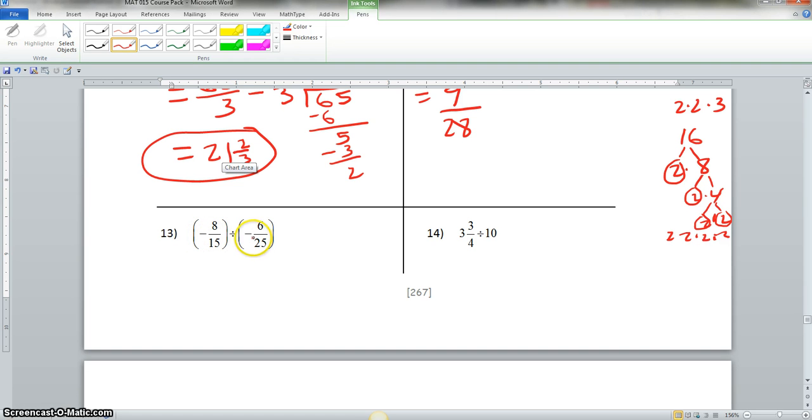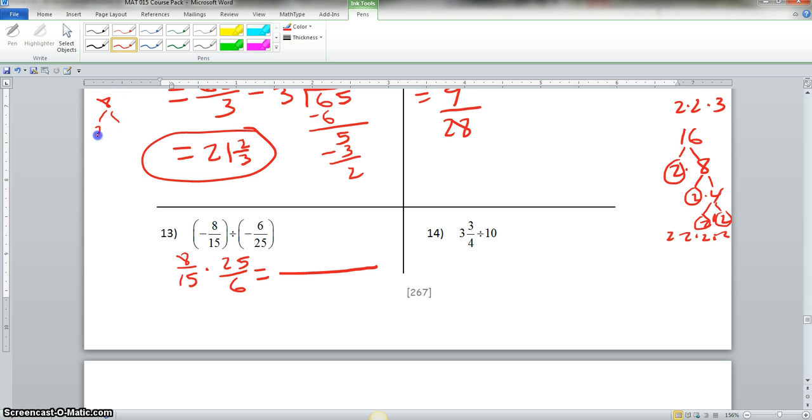Now we have a negative divided by a negative, which is positive. So what we would do is this here. We would add 8 over 15 times, and we take the reciprocal of the second fraction, which would be 25 over 6. Now we did the prime factorization of 8 before, but I'll do it again.